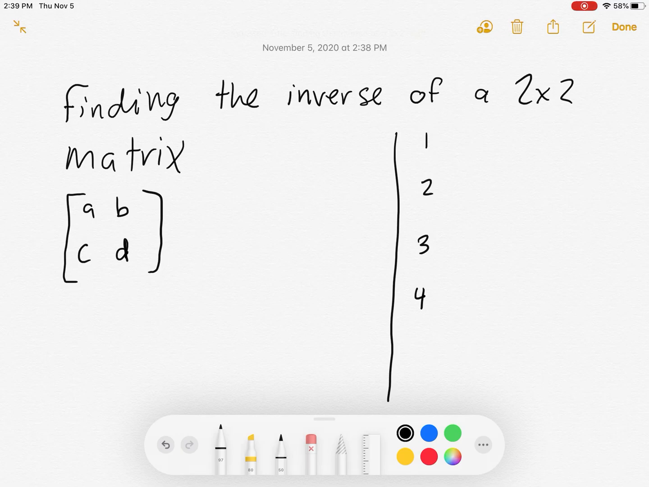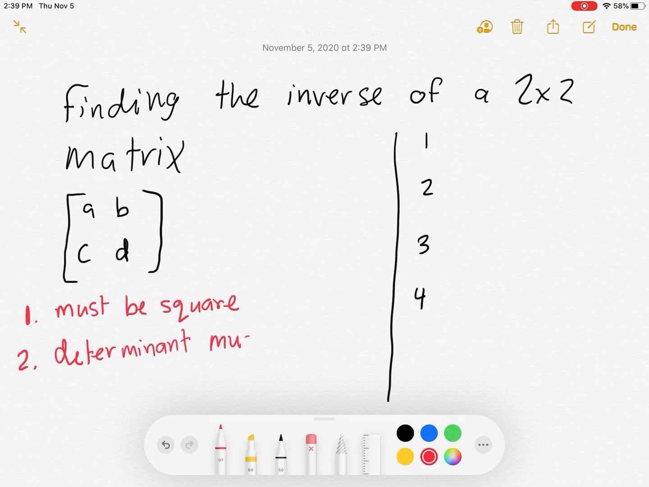Not every matrix is invertible, which is the verb version of inverse. You have to meet very specific criteria. Two things. First, it must be square. The second thing, the determinant must not be 0. If the determinant is 0, you have a non-invertible square matrix. They do exist. I'll show you why that wouldn't make sense here in a second.